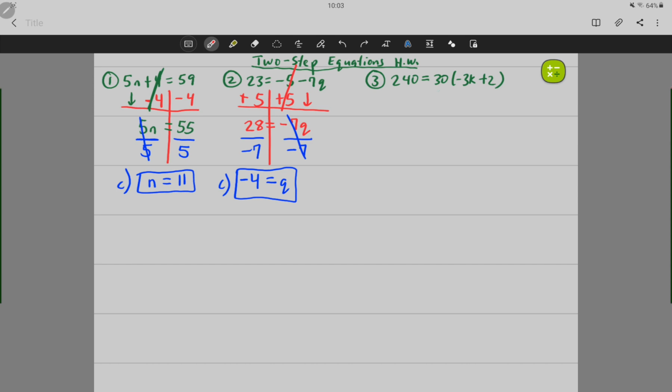Another way, which I'll just show here for a second, is just instead of multiplying the 30 times the negative, make sure it's negative, negative 3k, and times the positive 2. Again, notice I'm just putting the arrows to the signs so I can see if a number is negative or positive. Again, yes, I see it says plus 2, but we treat that as a positive 2. And the negative 3, again, you might see minus 3.